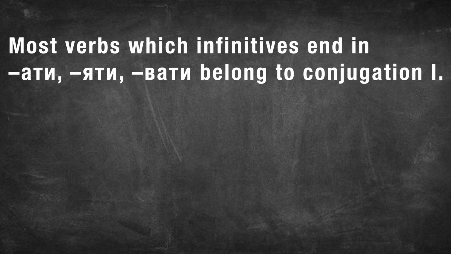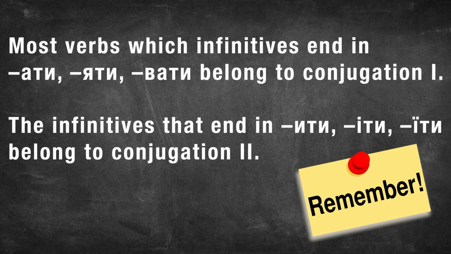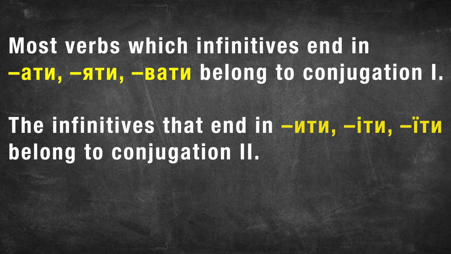Most verbs which infinitives end in -ати, -яти, -ювати belong to conjugation 1. The infinitives that end in -іти, -ити, -їти belong to conjugation 2. And of course, there are many verbs which are not following this rule. Let's look at this table.